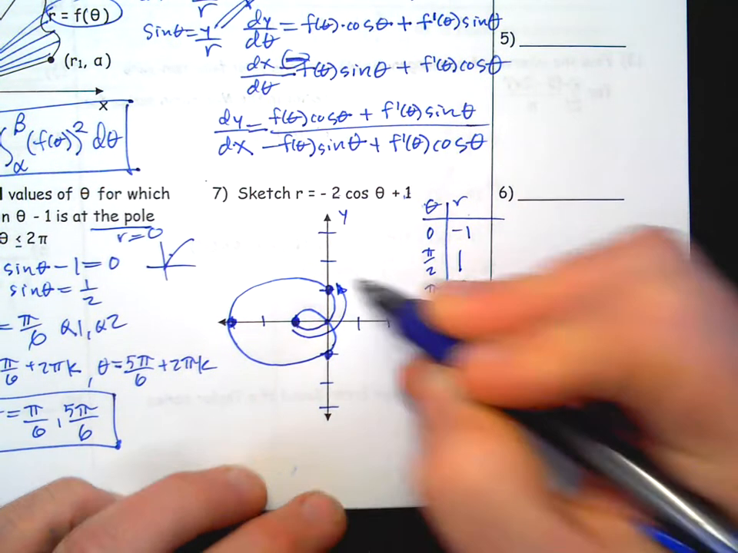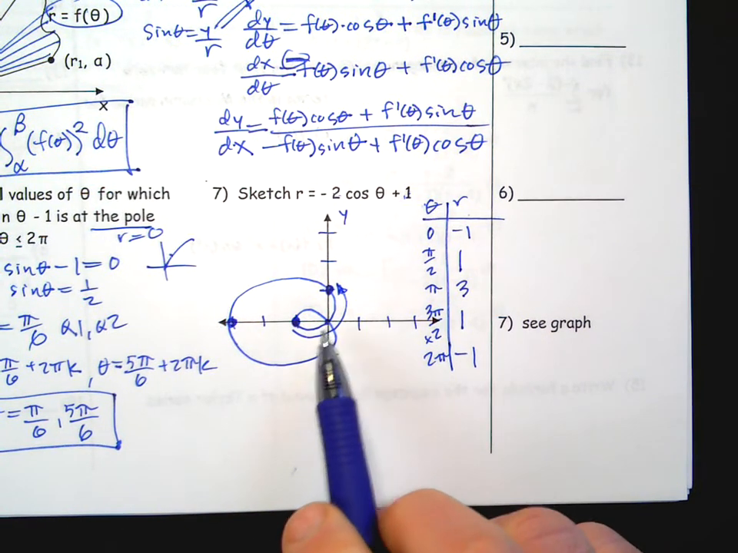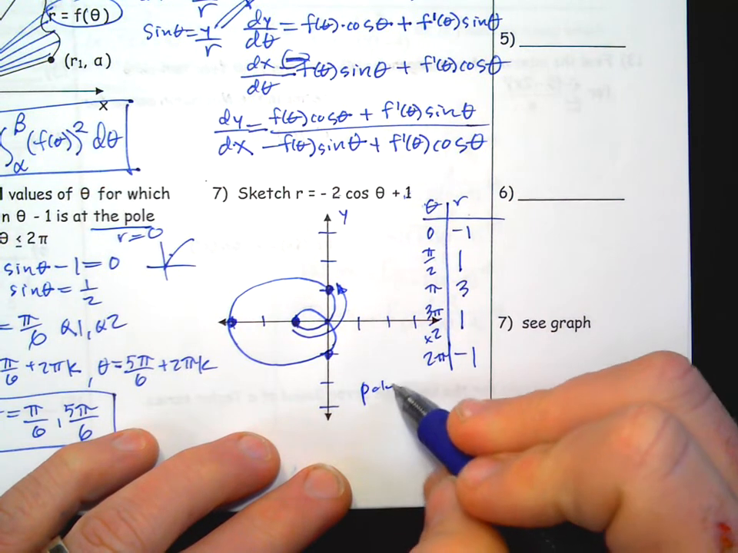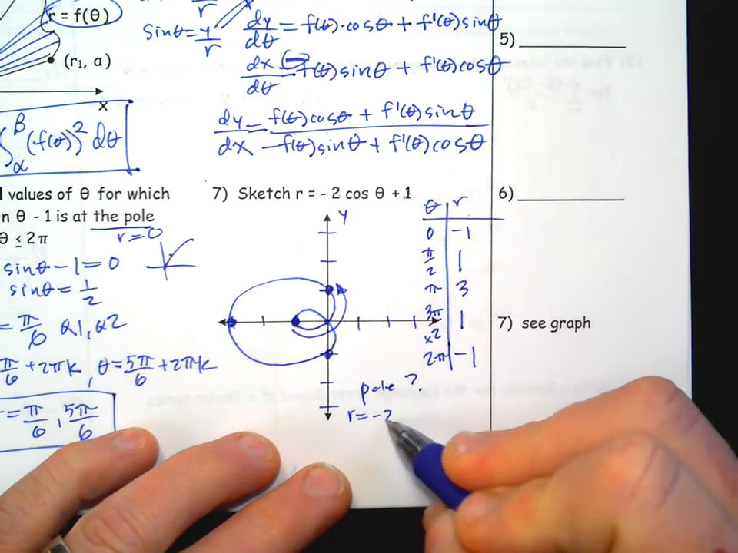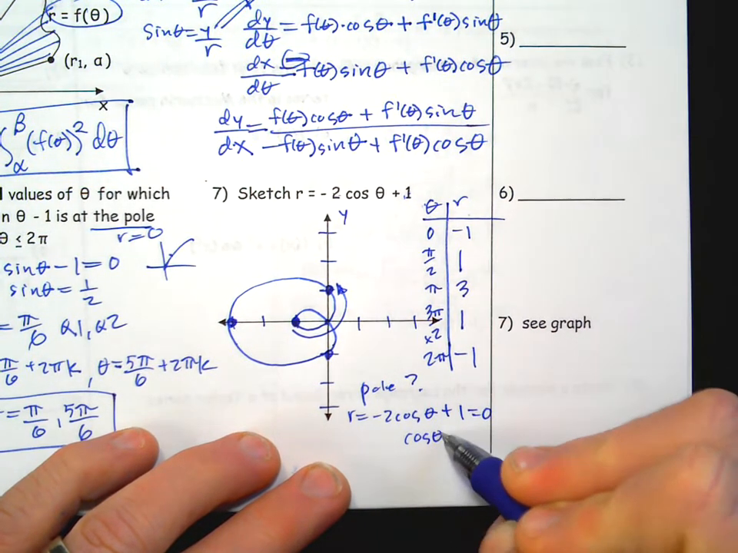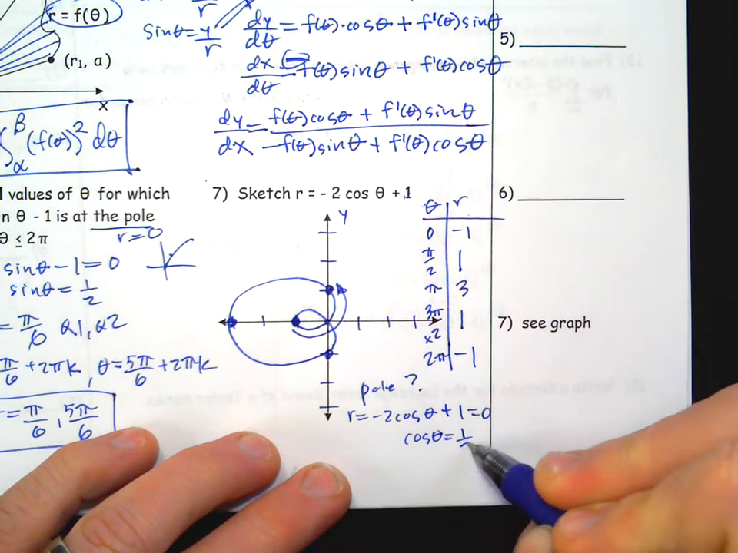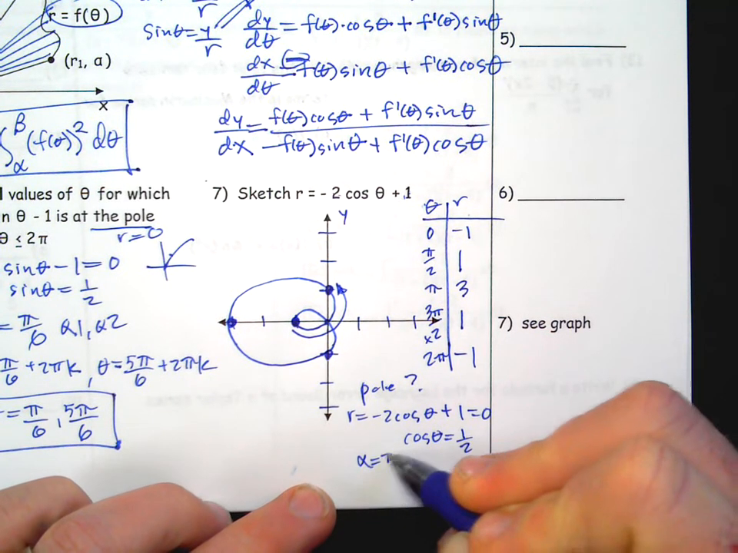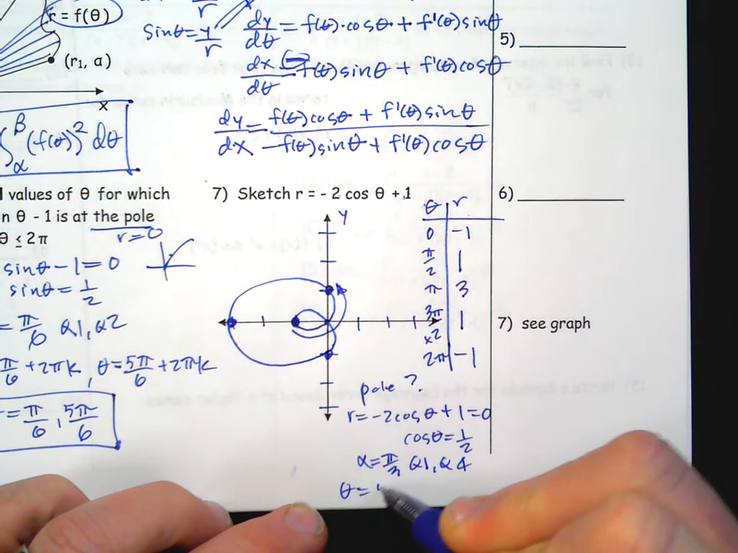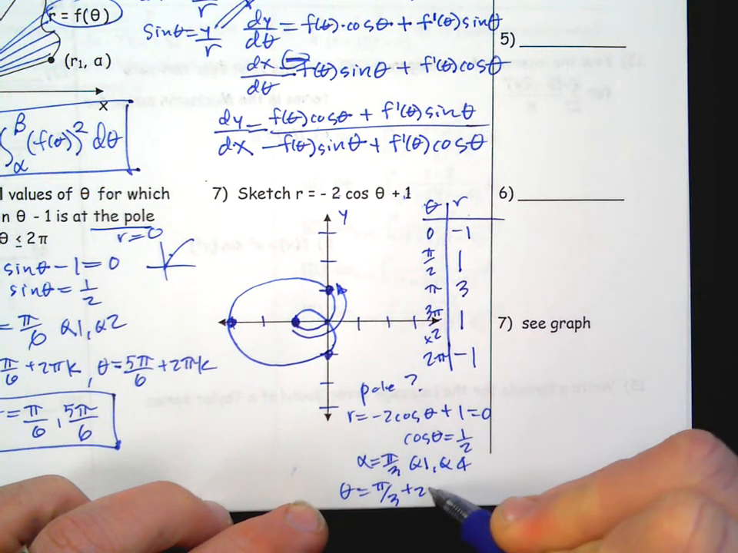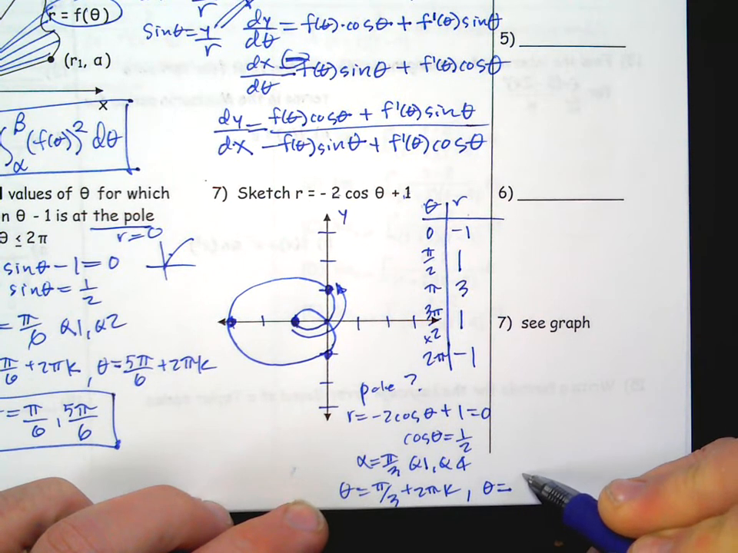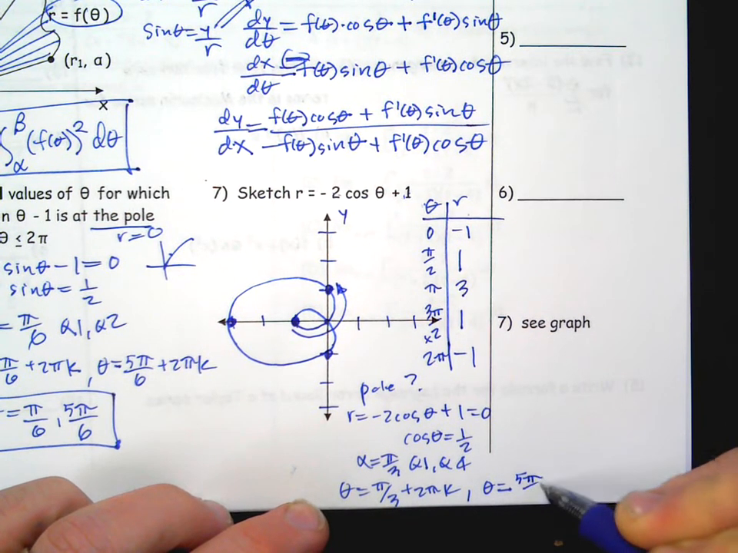It's really good to know the direction. You could confirm that it goes through the pole there by setting r equal to 0, which might be good. You might need those anyways. So let's see if we can do that real quick. Set it to 0. It's usually some pretty basic trig. It's going to be 1/2. Alpha equals pi over 3. Quadrants 1 and 4. Theta equals pi over 3 plus 2 pi k, and theta equals 5 pi over 3 plus 2 pi k.